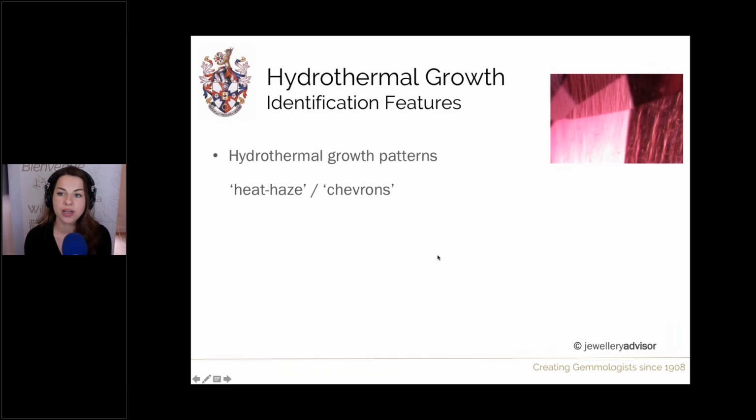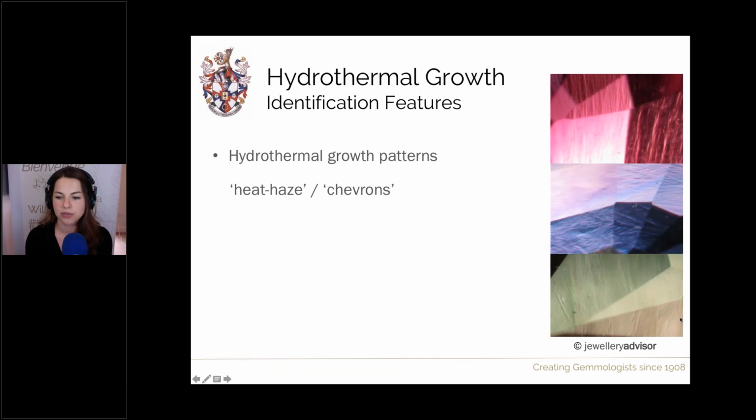Just to show you this feature within other gems, here it is in ruby, blue sapphire, and also green sapphire as well. So this heat haze effect or hydrothermal growth pattern.